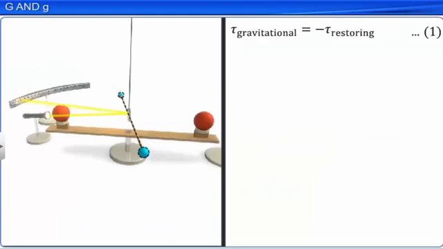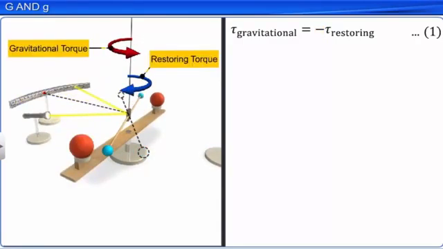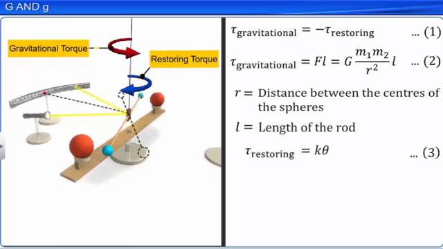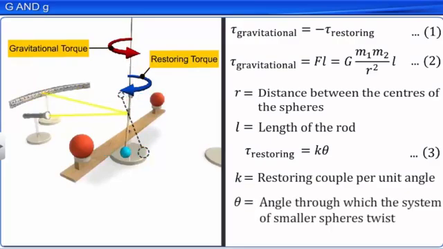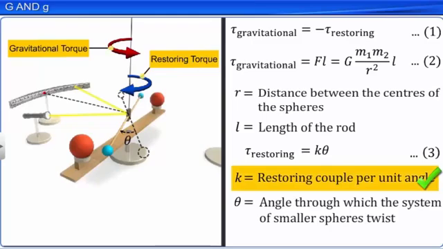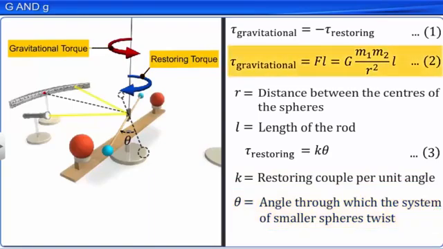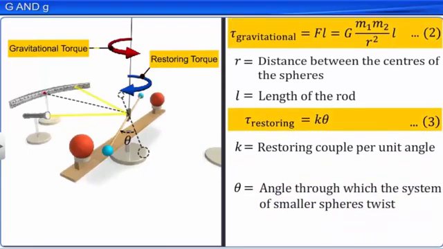Thus, we have equation 1. The negative sign in this equation indicates that both the torques act in opposite directions. The total torque due to gravitational force between the spheres is denoted by equation 2. Here, r is the distance between the centers of the spheres and L is the length of the rod. The restoring torque is denoted by equation 3. Here, K is the restoring couple per unit angle, and theta is the angle through which the system of smaller spheres twist. The value of K can be derived by applying a known torque and measuring the corresponding angle. We equate equations 2 and 3 and hence deduce the expression for G.